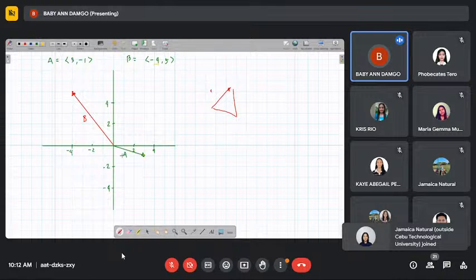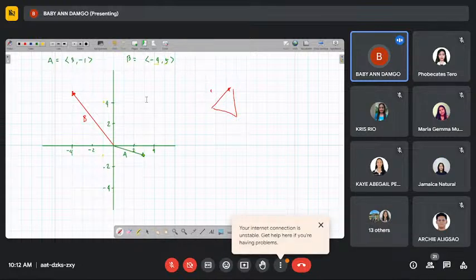Okay, if negative ni, so down. So, since it is positive, so 5 units up. So, 1, 2, 3, 4, 5. So, we have this point.